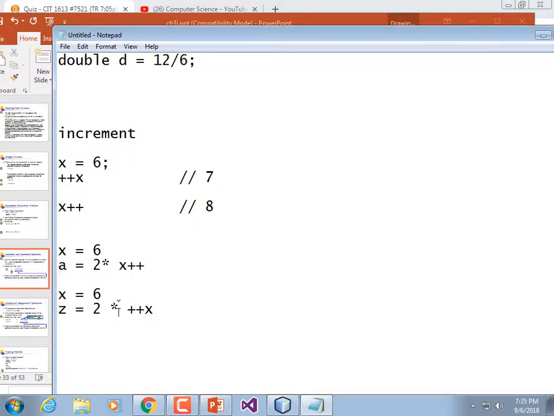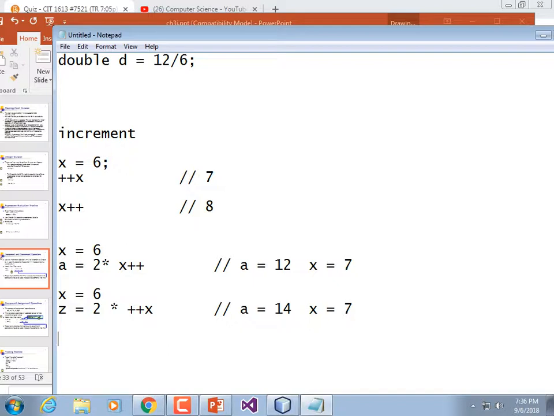It's not. Well, in this case it might be, but what happens is that if it's a suffix, it's the last thing that happens in the expression, meaning that this gets put off until the end. And so 2 times x is 12. And then x gets incremented. So by the time this is done, a equals 12, and then x is equal to 7. But if it's a prefix version, this is the very first thing that happens when the expression is evaluated. So this is immediately raised to 7, and then it's multiplied by 2. So a becomes 14. x still winds up being 7 when it's done.